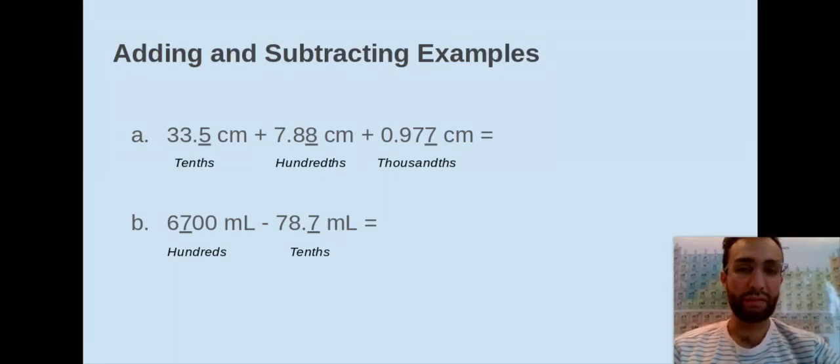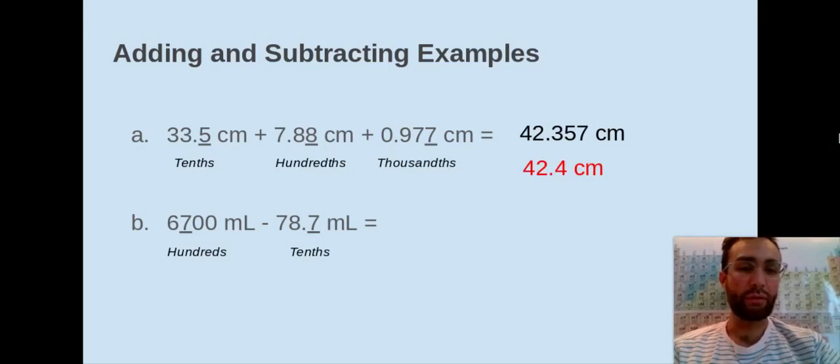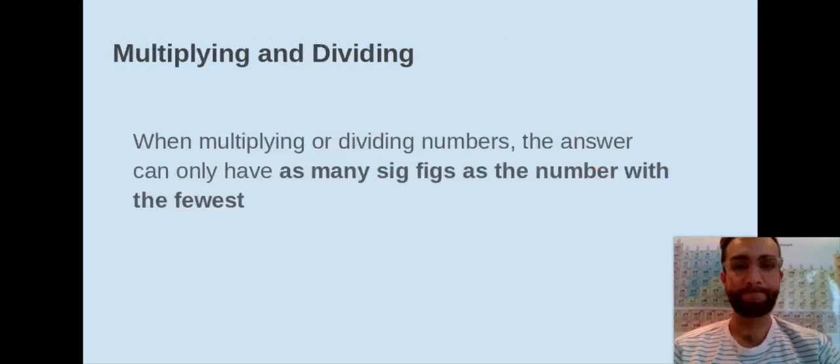So what you're going to do first is add your numbers together. When I do that, I get 42.357 centimeters. My next step is to round based on my rule: least precise, meaning least number of decimal places. So it's going to be 42.4 centimeters. I want you to go ahead and try example B.